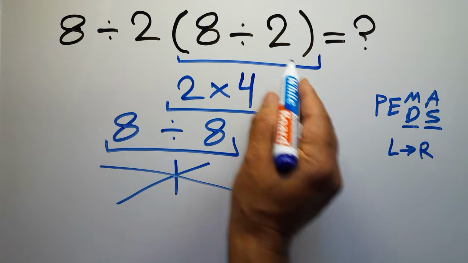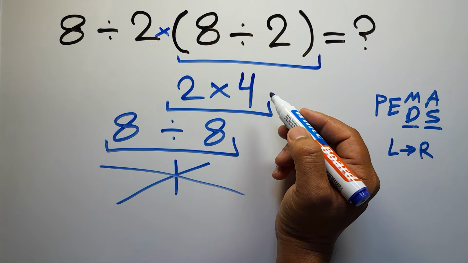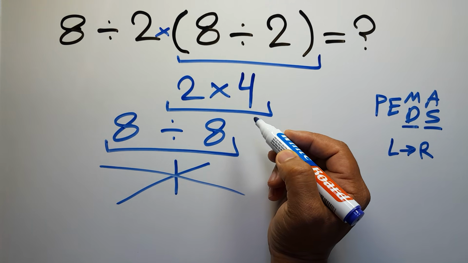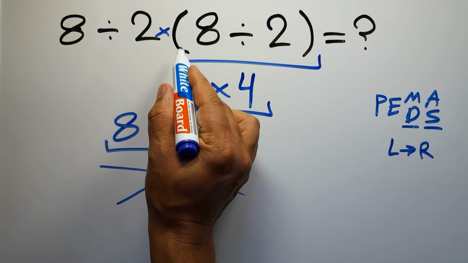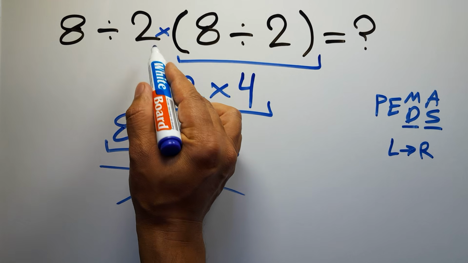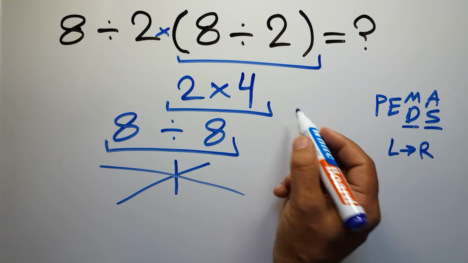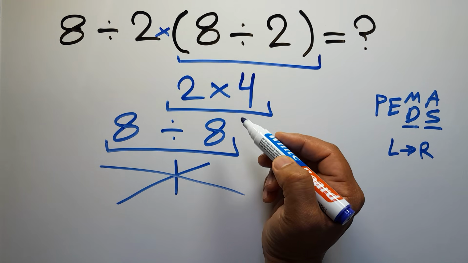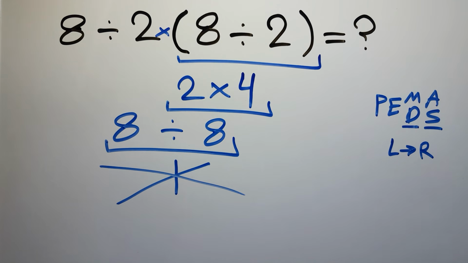In this expression, we have one division, one multiplication, and one parenthesis. Inside this parenthesis, we have one division. Here we have a multiplication because in mathematics, when a number is placed next to parentheses, it means multiplication. And we usually don't write the multiplication sign for brevity. So according to PEMDAS, first we have to do this parenthesis, then this division, and finally this multiplication. If we do this multiplication before this division, it is wrong.